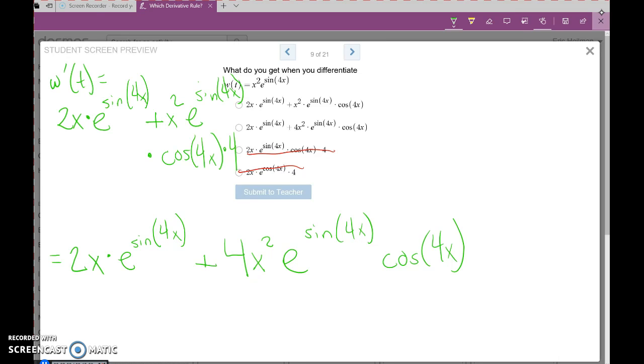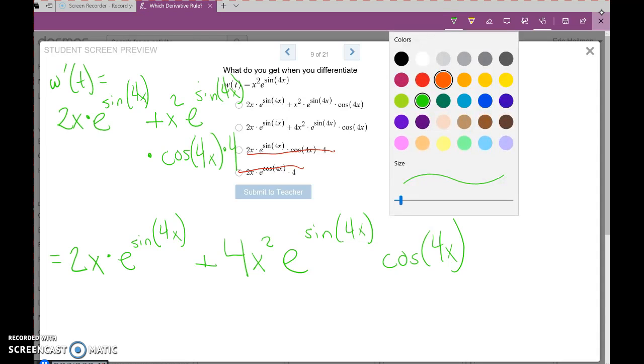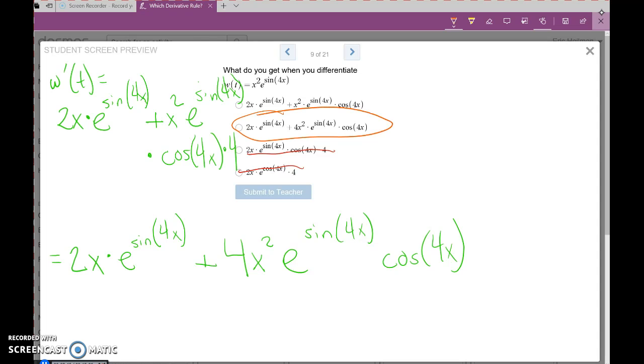So hopefully one of these is what I have written here. So 2x e to the sine 4x plus 4x squared. Oh, looks like we have a winner right here. All right.